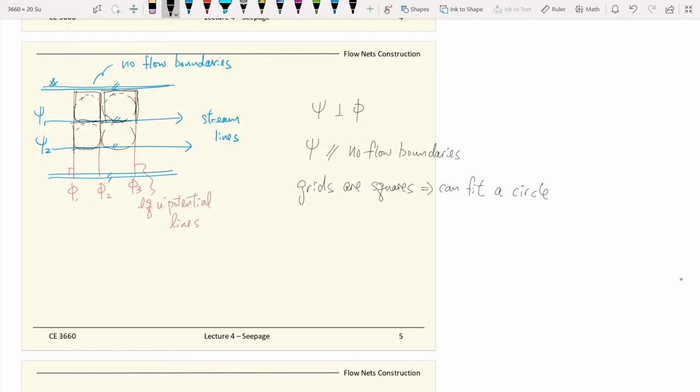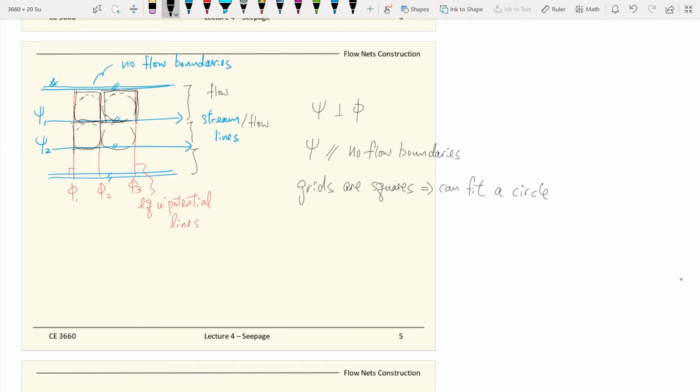And another major assumption we have is that between the streamlines and also the no-flow boundaries, we call this a stream tube or flow tube. Actually, some books call a streamline a flow line. So streamlines and flow lines are the same thing. And between them, you get the stream tubes or the flow tubes.